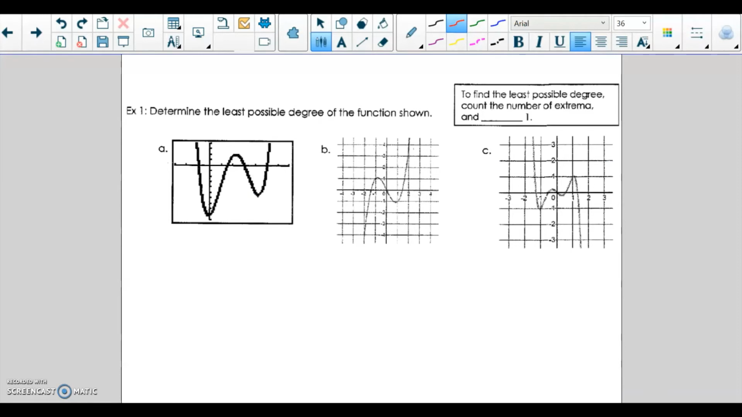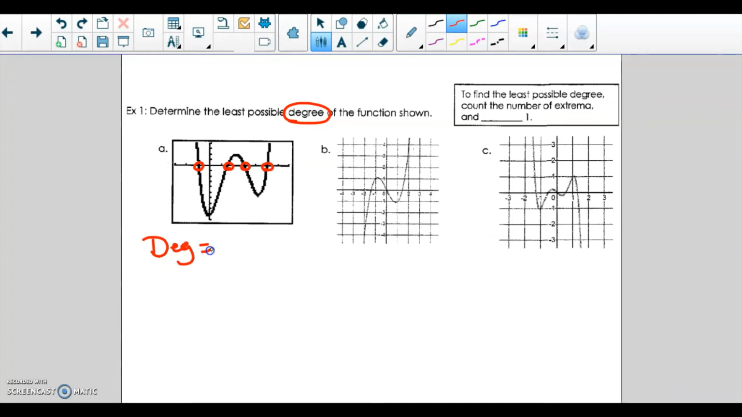Okay, let's check out some examples of those things that we were just talking about. So we were talking about degrees, we're talking about extrema, mins, maxes, things like that. So what it wants us to find is what is the degree. Okay? How many different directions is this graph going in? How many times does it cross the x-axis? So there's two different ways for us to determine that. So 1, 2, 3, 4 times it crosses the x-axis, therefore the degree equals 4.